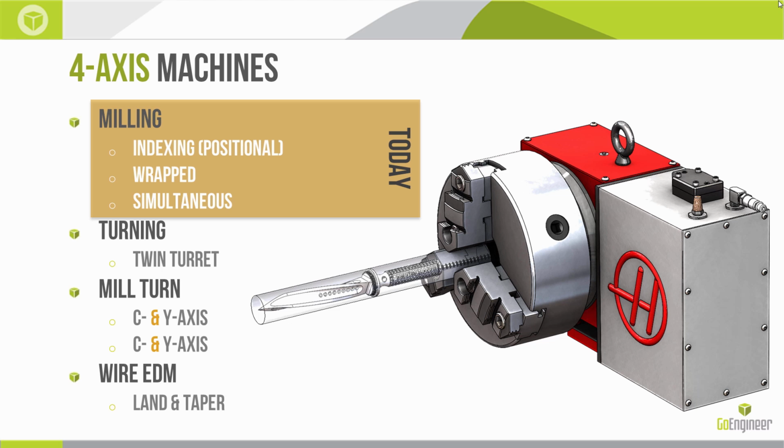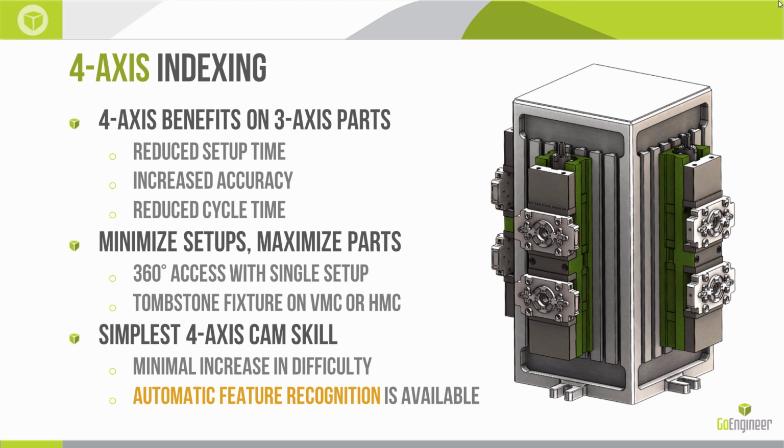I broke that down into three different categories: indexing, wrapped, and simultaneous. So we're going to touch on each one of those specifically. We're going to tackle four-axis indexing first because it really is probably the most basic type of four-axis machining. But that doesn't make it any less useful.